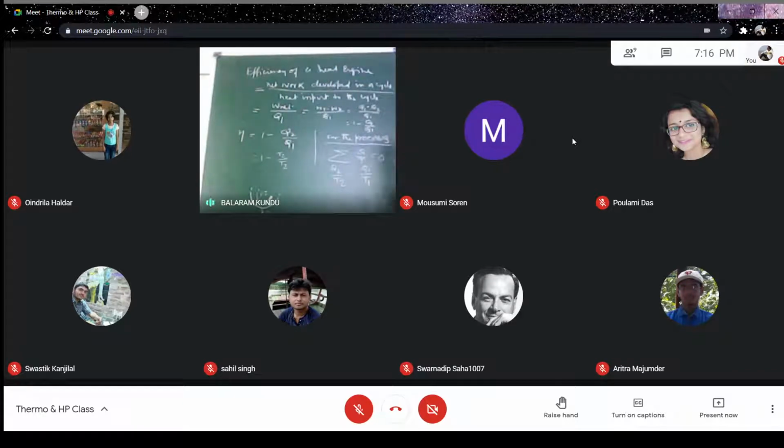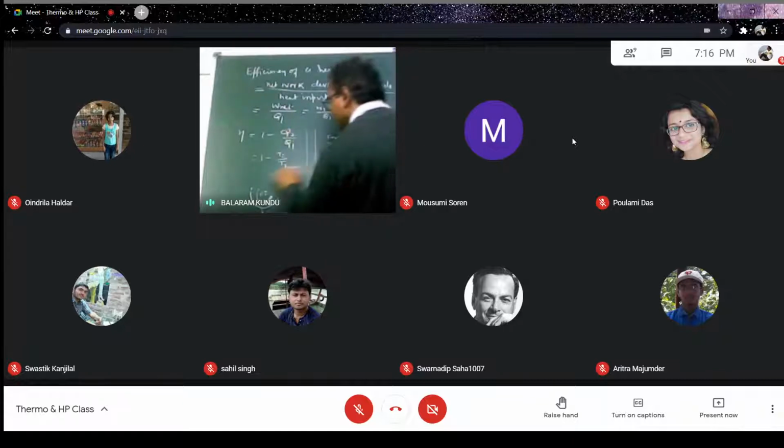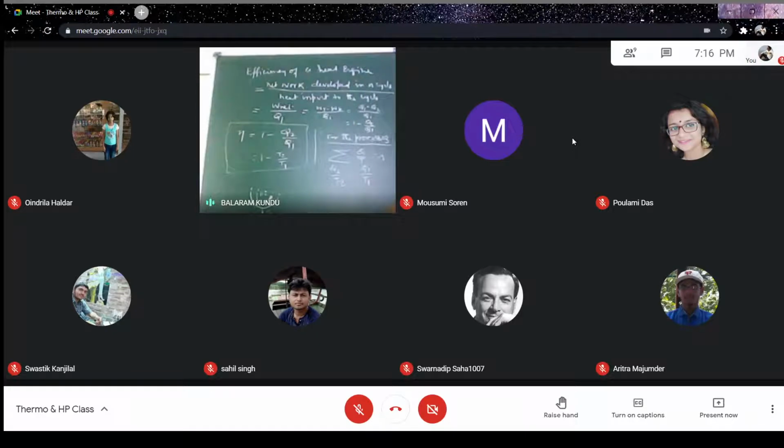So the efficiency of a heat engine following a reversible path is 1 minus T2 by T1. Here T2 is the sink temperature in Kelvin scale, and T1 is your source temperature in Kelvin scale. So that is your efficiency, and this efficiency is also the Carnot cycle efficiency. We know that this efficiency equals the Carnot cycle efficiency.